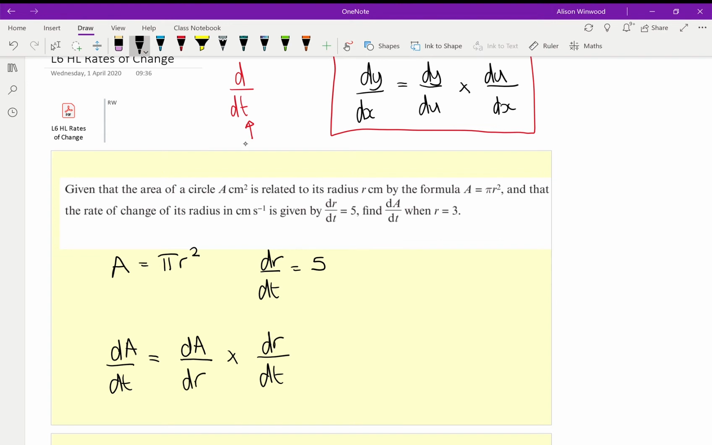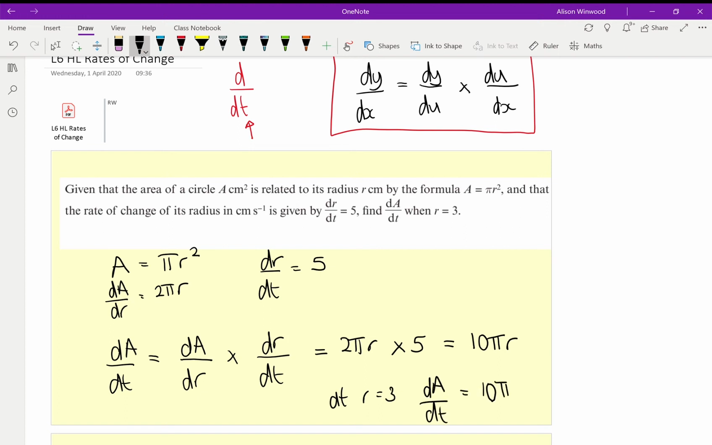Now we already know dr by dt, we've been told it's 5. dA by dr, well, here we've got a formula for A in terms of r, so if we differentiate with respect to r, we get dA by dr, so we can put in our information. So dA by dr is 2 pi r, and dr by dt is 5. So dA by dt is 10 pi r, and we're asked for it at r equals 3. So dA by dt is 10 pi times 3, or 30 pi.